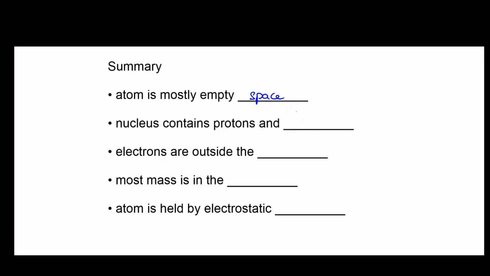So to summarize, the atom is mostly empty space with a small dense nucleus at the center. The nucleus contains protons and neutrons, while electrons are found outside the nucleus in energy levels. Most of the atom's mass is concentrated in the nucleus. The atom is held together by electrostatic attraction between the positive nucleus and the negative electrons. In an electric field, the electron is deflected strongly, the proton only slightly, and the neutron not at all.